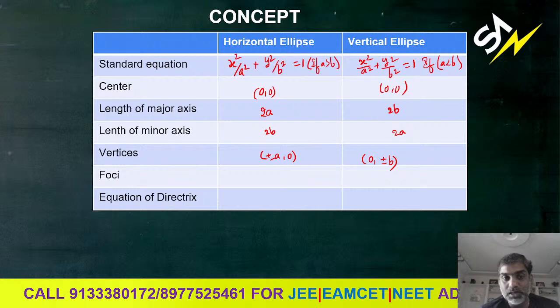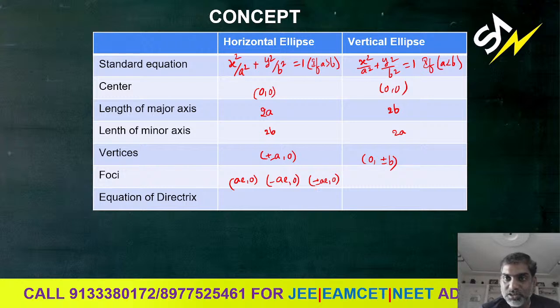What is the focus for this horizontal ellipse? For horizontal ellipse, we get ae comma 0 and negative ae comma 0. It is nothing but plus or minus ae comma 0.